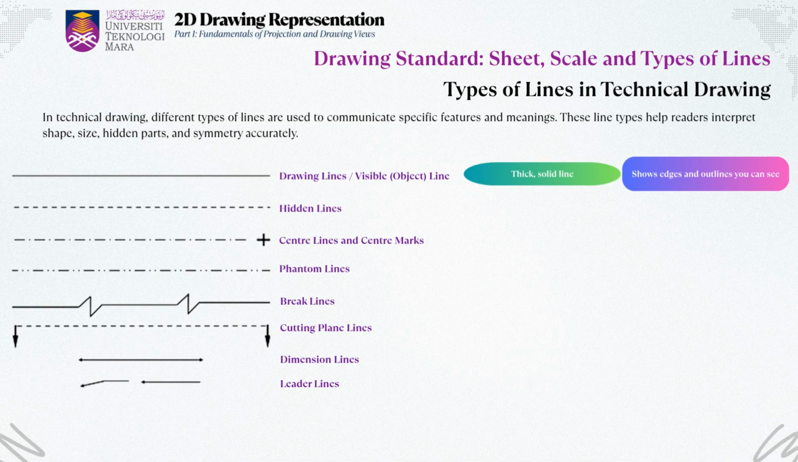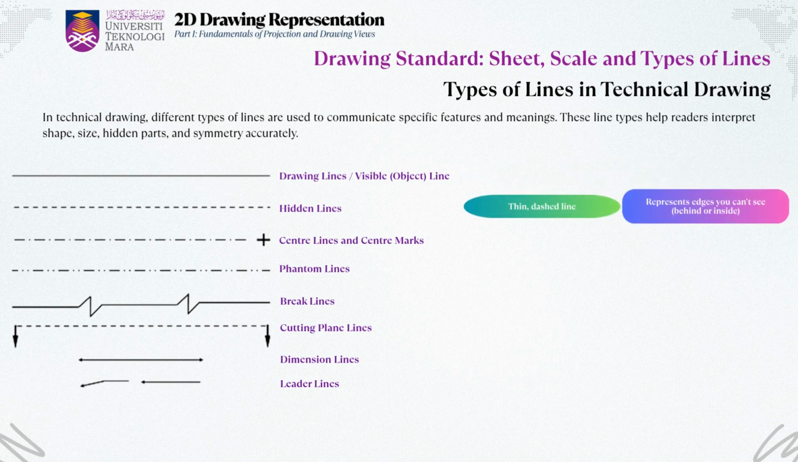This is a thick, solid line, and it shows the parts of the object that you can actually see. For example, the outer edges of a block or the visible part of a hole. Next is the hidden line, which is a thin dashed line. This is used to show edges that you can't see from the outside, like a hole inside a box or the back edge of a part that's blocked by another part.